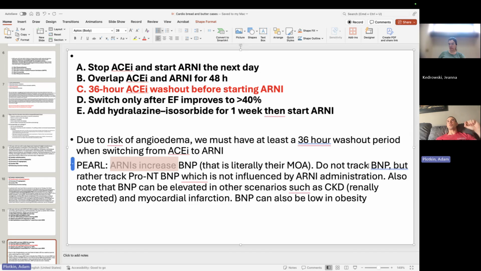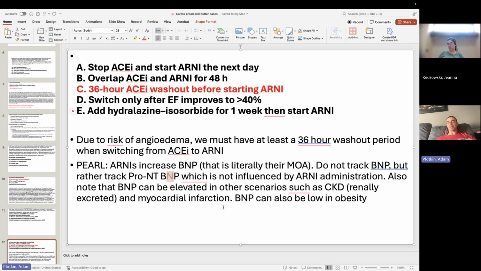They'll give you a patient who's on an ARNI who's not in overt heart failure right now, and their BNP is sky high, and they'll ask you why, and the why is because that's the mechanism of action. What we need to do is track the pro-NT BNP, the N-terminal pro-BNP. This is not influenced by ARNI.